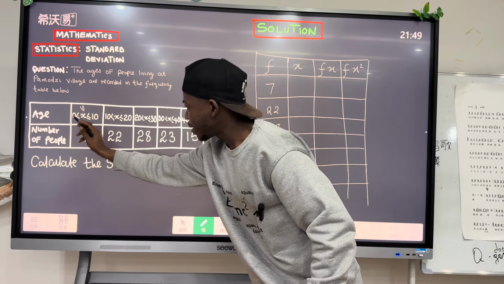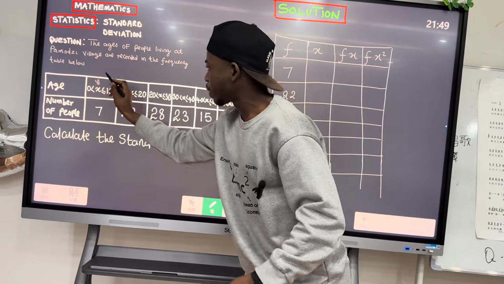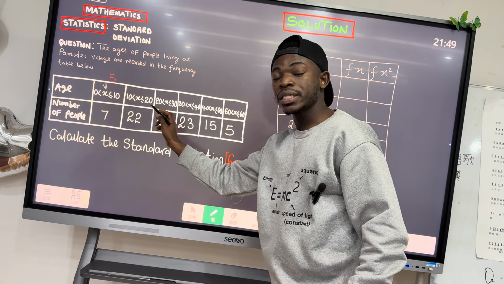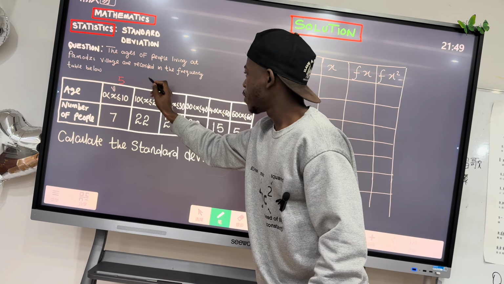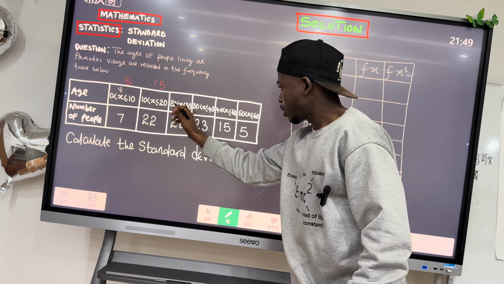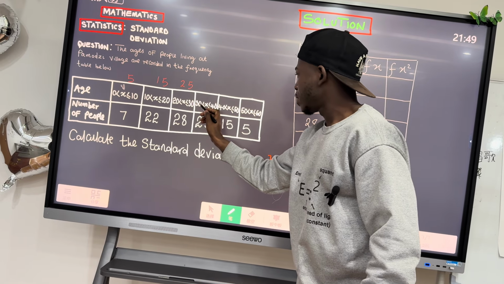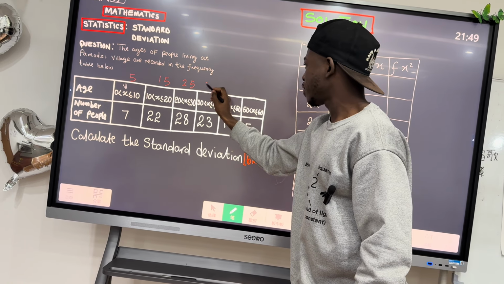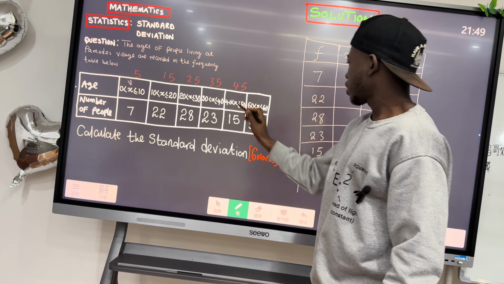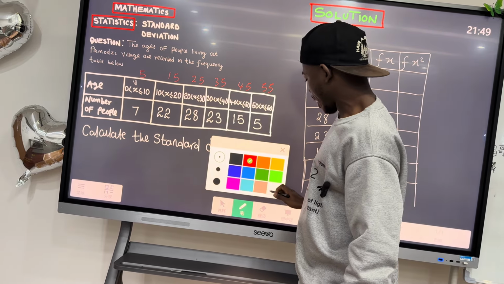So here we get 0, we add it to 10, then we divide by 2. So 0 plus 10 is 10, divide by 2, we get 5. So x here is 5. Then here 10, we add it to 20, we get 30, divide by 2, 15. We continue doing the same procedure. So here we have 20 plus 30, that's 50, then we divide by 2, 25. 30 plus 40, that's 70, then we divide by 2, 35. This will give us 45, and this will give us 55. You can check through. Okay, so that is x.